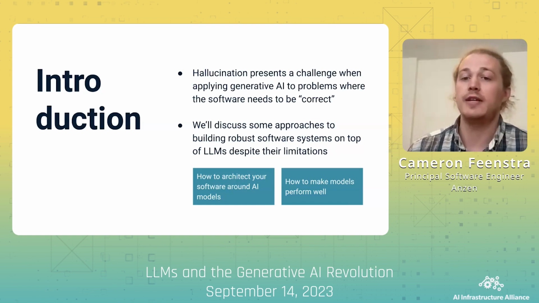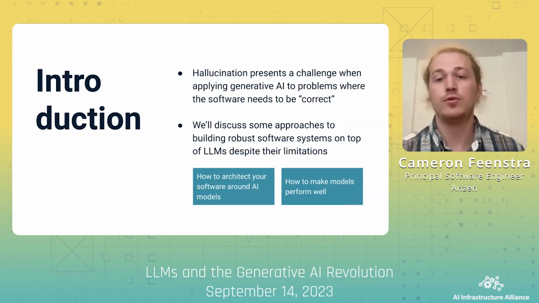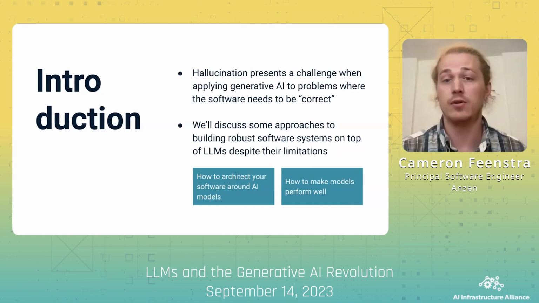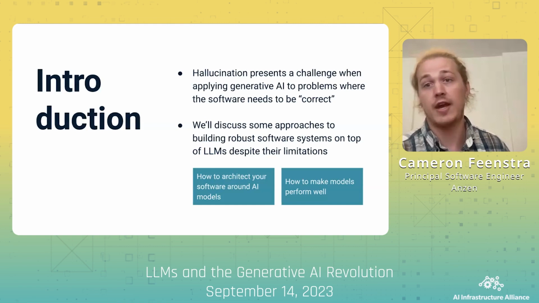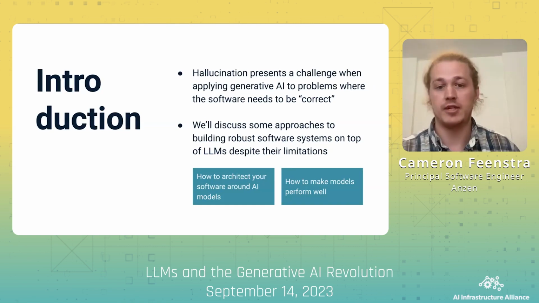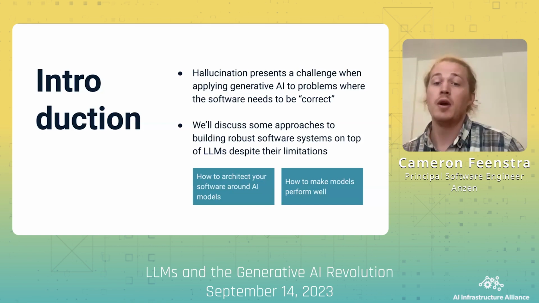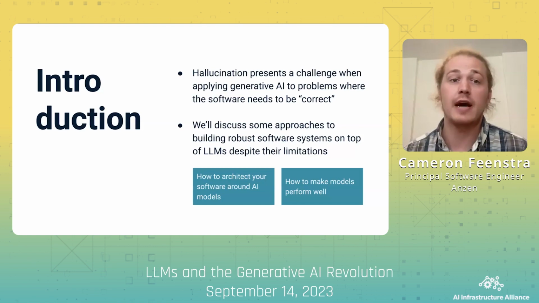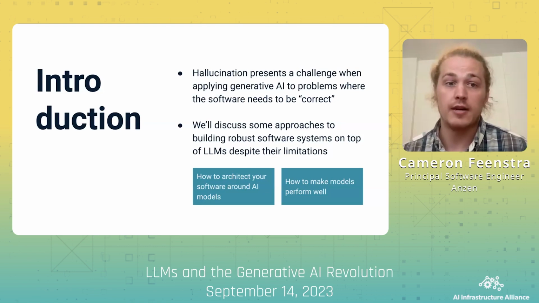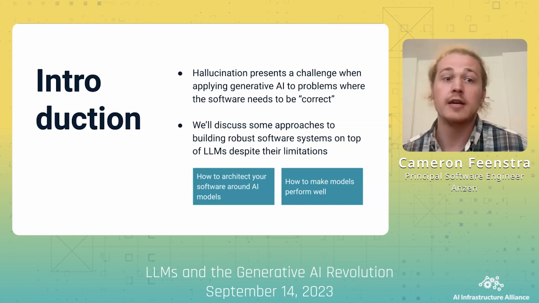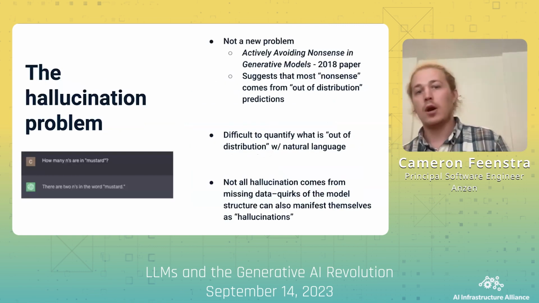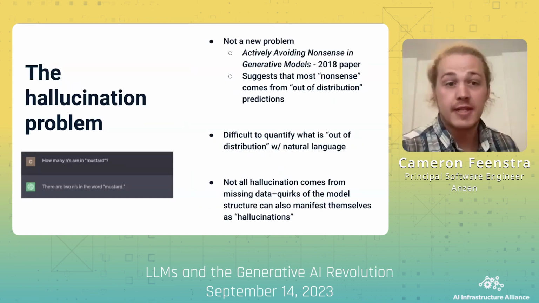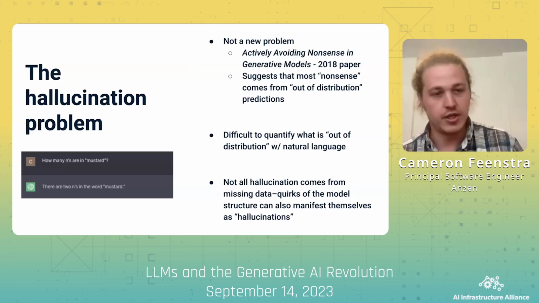But what I'm going to be talking about today is more of a practitioner's guide to some approaches that you can use to build robust applications on top of generative AI models today, despite the limitations. And I'll be touching on both how to make the models themselves perform well, as well as how to architect your software system around these models so that you can understand how well they're working, improve them gradually over time, and things like that.